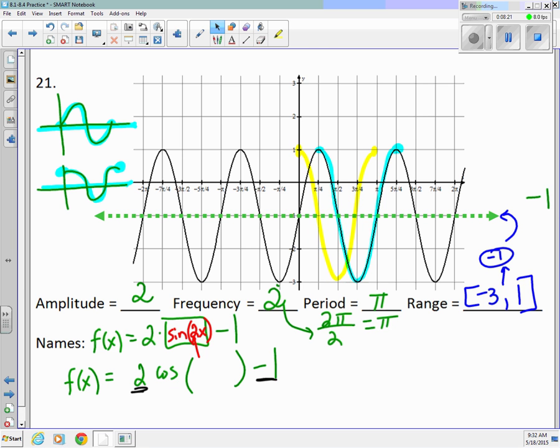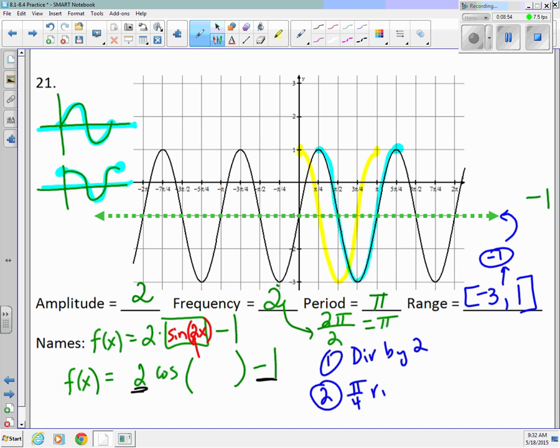So just to reiterate that again, cosine normally looks like this. We said to get it to look like the blue graph, we can cut the period in half, okay, which gives us here, and then move it pi over 4 to the right. So I'm going to write this down. I'm going to say firstly we divided by 2. And secondly, we shifted pi over 4 to the right. Those were the transformations that we did to get the yellow graph to become the blue graph.